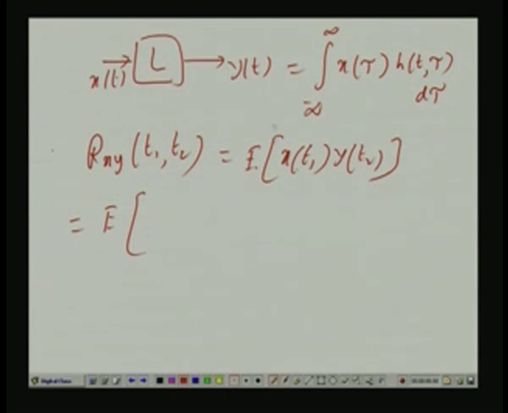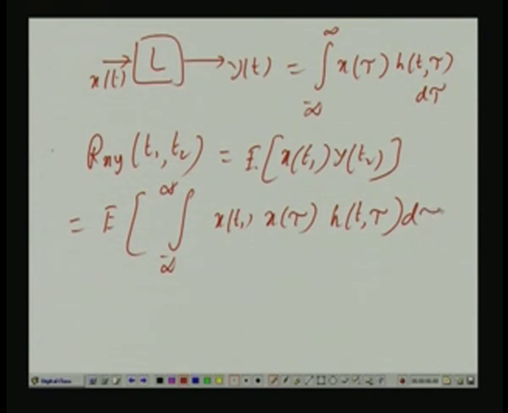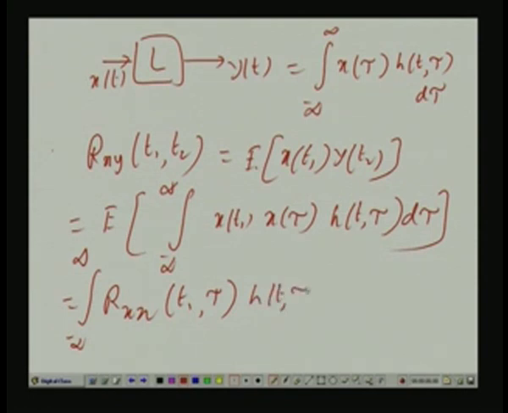So, we bring that x t 1 within the integral, x t 1 brought within the integral, y t 2 for that x tau, and now expected value can be brought inside, because expected value of summation is summation of the expected values. h is deterministic. So, E will work only on this x t 1 into x tau. So, what you get is R x x t 1 comma tau, h t comma tau d tau.